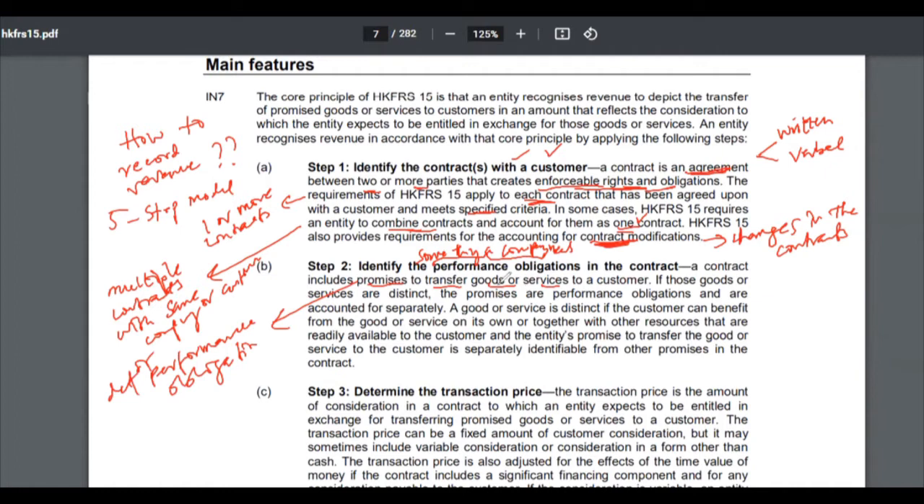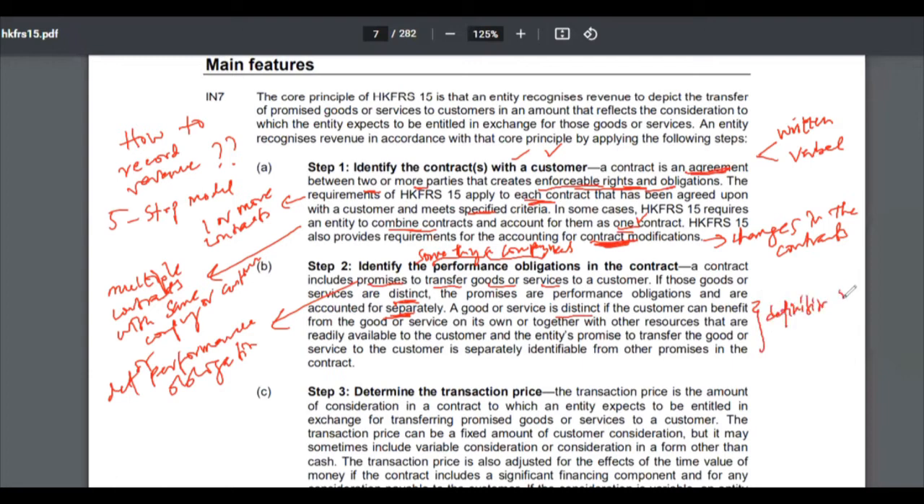So a performance obligation is a promise. It's a promise that the company will transfer a good or a service to the customer. If those goods and services are distinct, then the performance obligations are accounted for separately, right? So it is important to understand that there could be more than one promise in the contract with your customer. Those performance obligations have to be distinct, and now they have also defined what they mean by distinct.